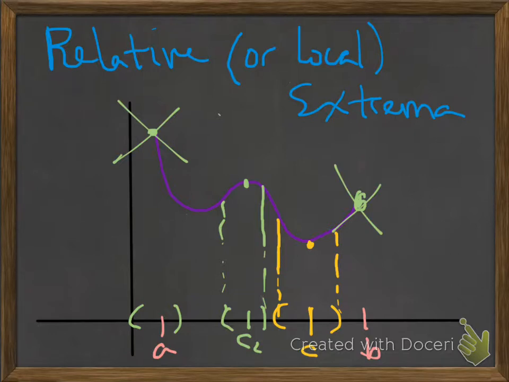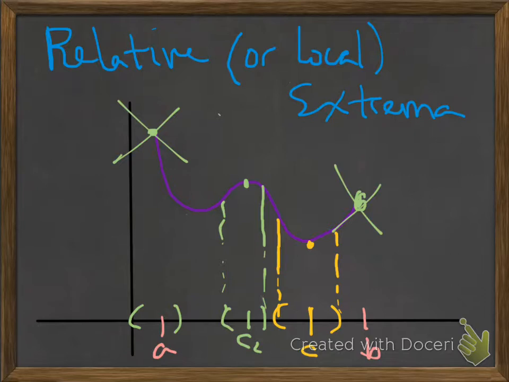So what we're trying to do here is identify points where we have a peak or a valley. In other words, it could be a maximum value or it could be a minimum, but on the given domain it's not the highest value and it's not the lowest value.